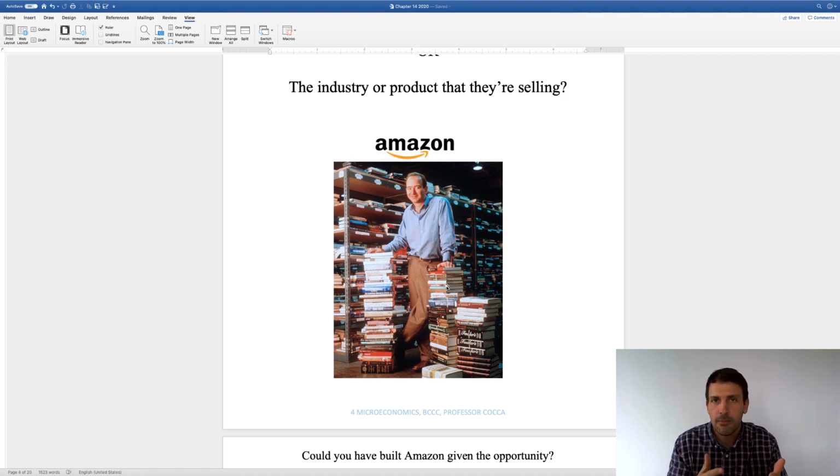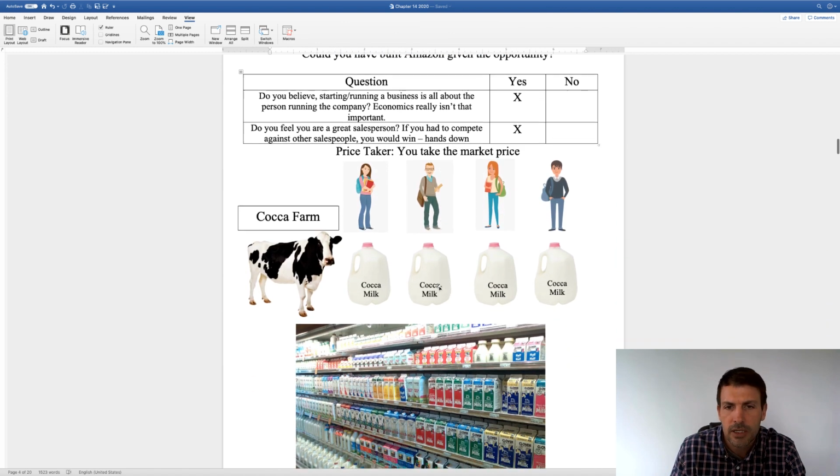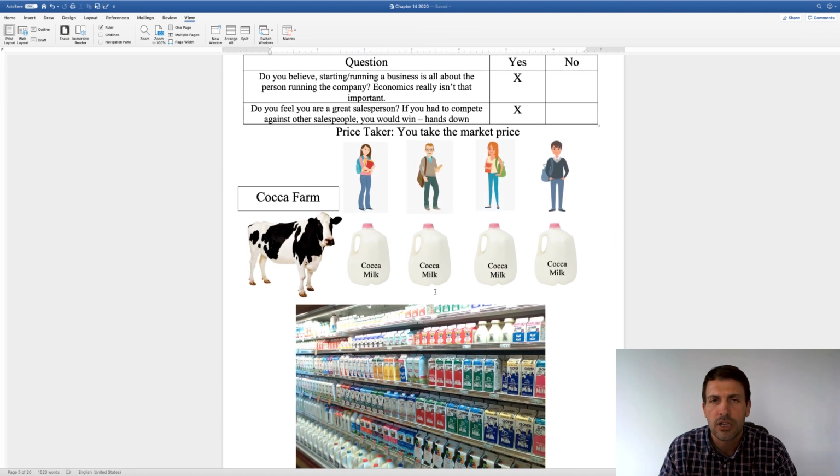Now, if it was an apples to apples comparison, if he had a stand selling used books, and I had a stand selling used books, chances are the customer doesn't care about who's selling the product. They just care about what price they're going to get. So let's go ahead and look at this example down here. And this is usually an example I do in my face-to-face classes.